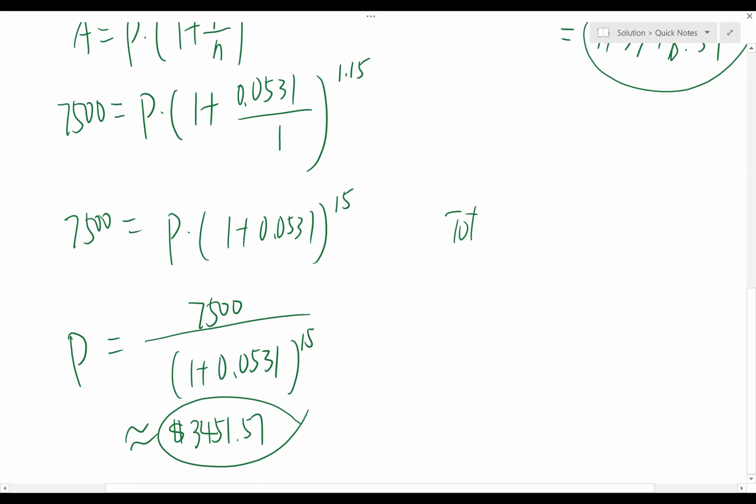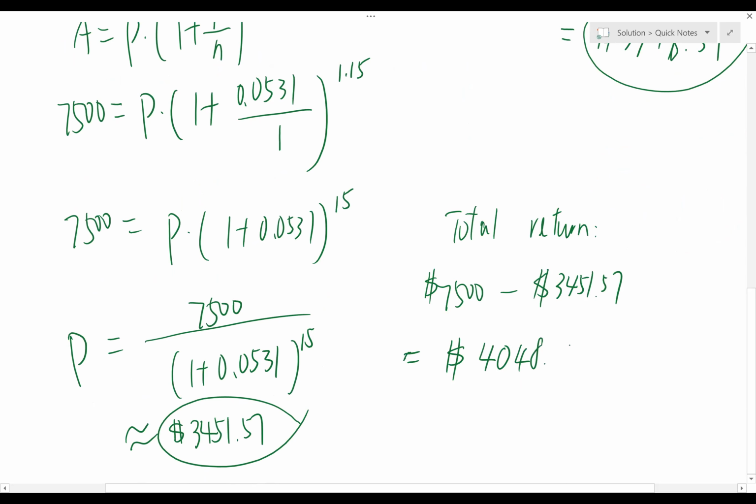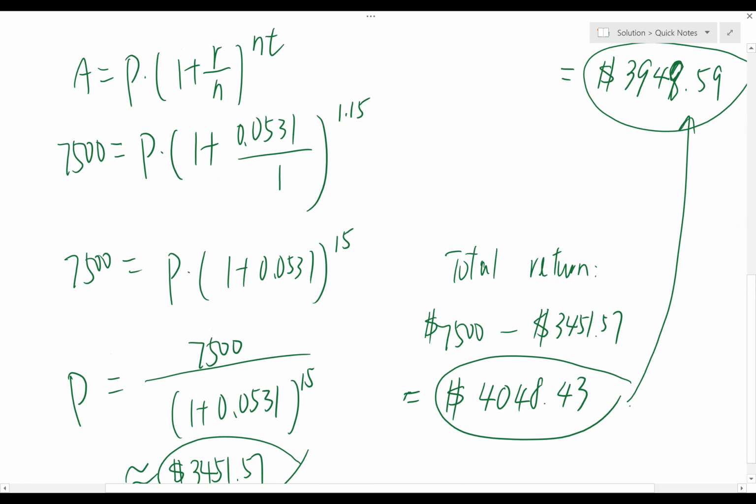So if you look at the total return on the investment, it is 7,500 minus $3,451.57, and this should be $4,048.43. Okay. And compared to that, it's slightly better, $100 more in terms of return.